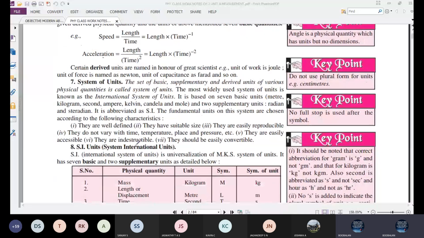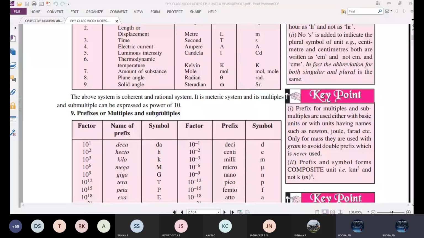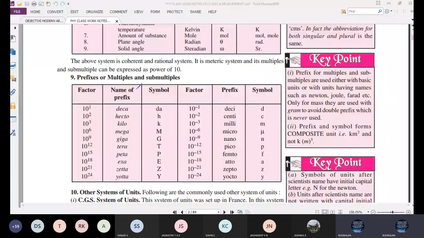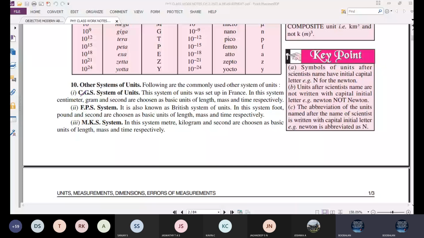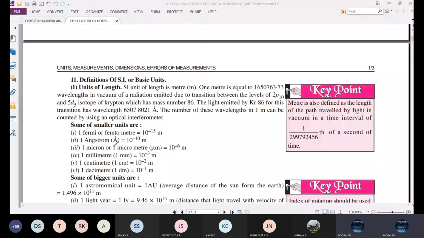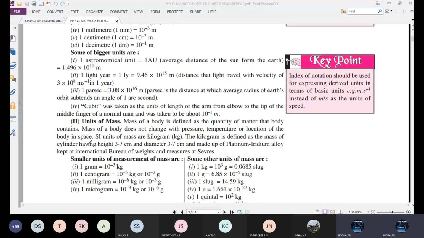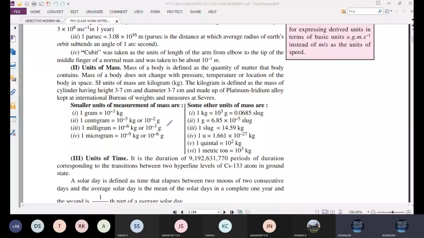the proper SI unit, and the prefix, multiple and submultiple, 10 power 1 deca, 10 power minus 1 deci, the CGS system, FPS, MKS, and some other units also: 1 Fermi, 1 micron, 1 millimeter, some bigger units, astronomical unit, light year. This is unit of mass: gram, centigram, milligram, microgram; unit of time, and temperature, current, luminous intensity, mole.